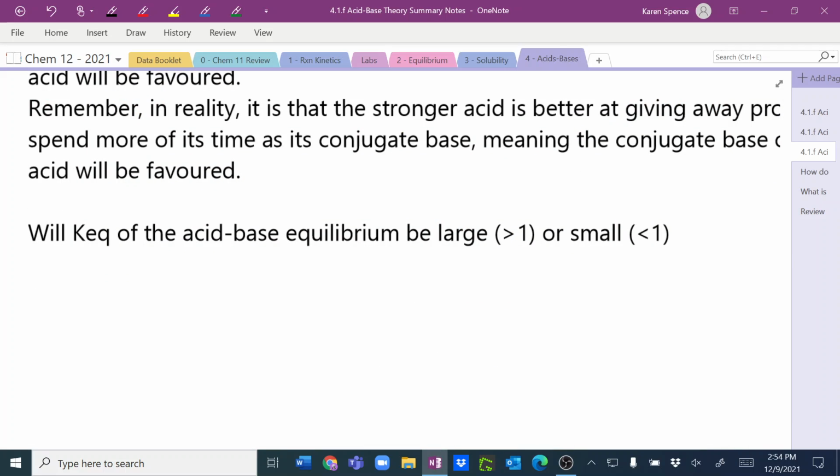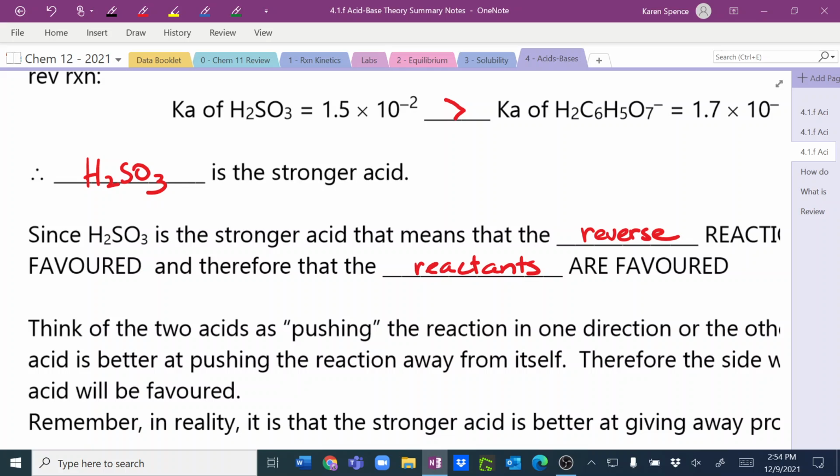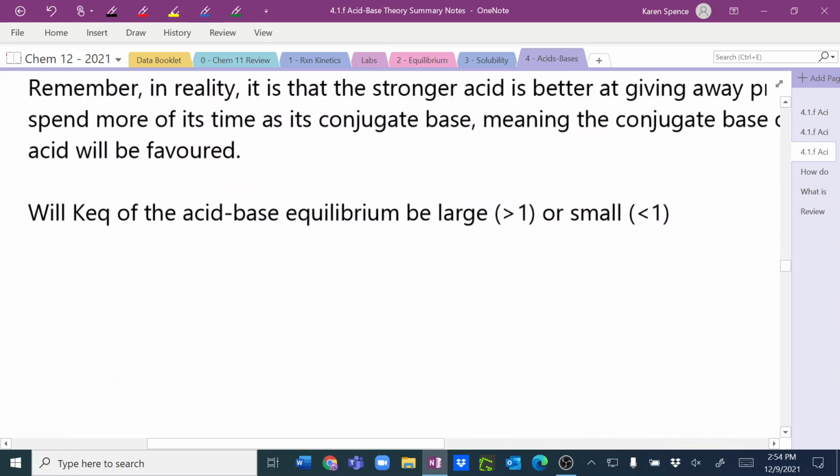Will the KEQ of this acid-base equilibrium be large, greater than 1, or small, less than 1? Remember, we favored the reactants. It's going to be small. It's going to be less than 1, since the reactants are favored.